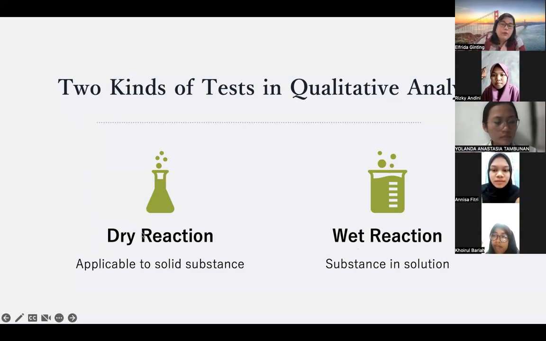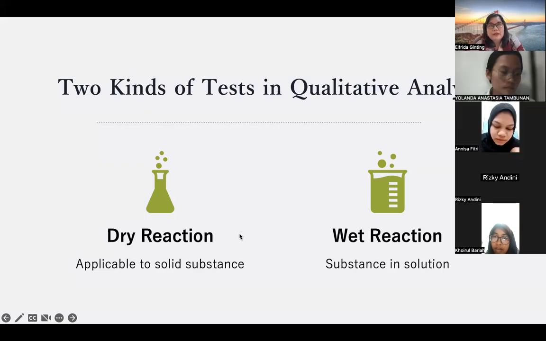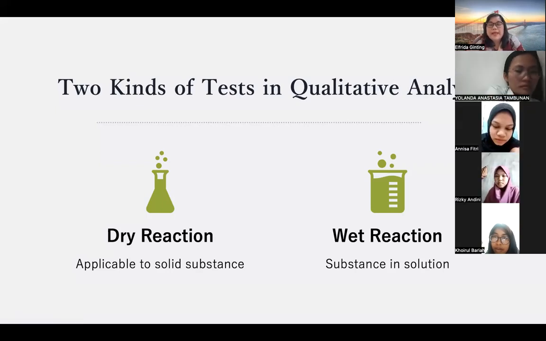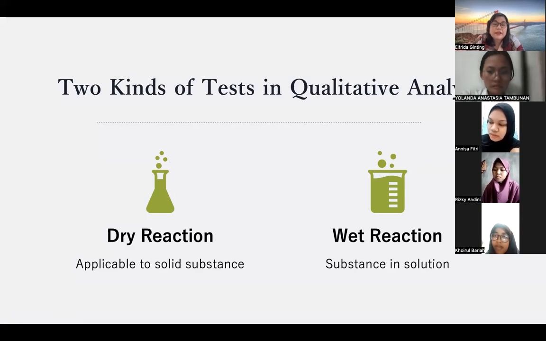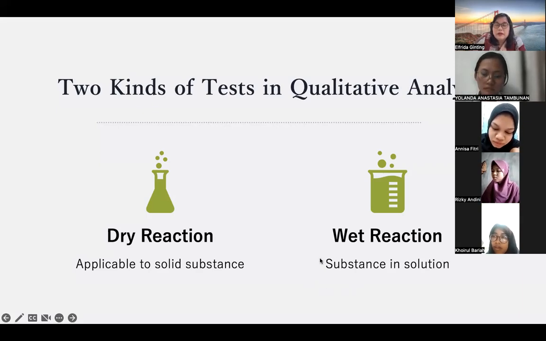Okay, now for dry reaction, of course this will be for solid substances, because there are materials that you won't be able to analyze unless they are in the original phase. So you don't need to make a solution. You just use the material by itself. Okay, now the second reaction will be wet reaction.